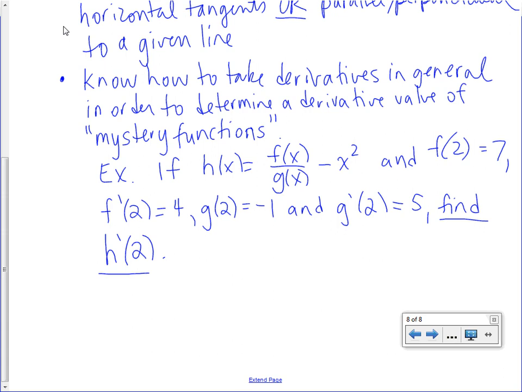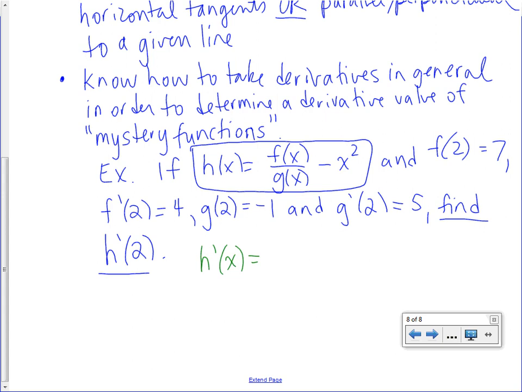Does everybody understand what I mean by mystery functions? I have no idea what functions f and g actually are, but I've given you a whole bunch of info about them, and I've told you h at x in terms of f and g. Can we use our derivative rules in general to come up with the derivative of h? And then if I have the derivative of h, can I find h prime at 2? Shall we do it, just to practice? Before I can find h prime at 2, I'm going to find h prime at x. That's the first thing I need to do. The first thing I see is f at x over g at x. Oh, hey, wait a second, that's what? A quotient.